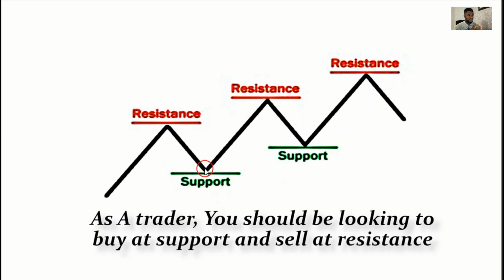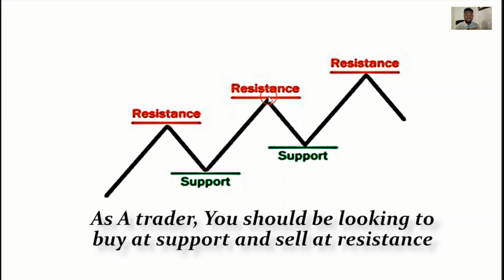I know this might get confusing, but as time goes on, you'll understand, because some things you don't understand immediately, but as you use them often, you get conversant and used to them. So you can see that resistance is the area where the market sold, and support is the area where the market buys. So as a trader, you should be looking to buy at support and sell at resistance. If you do it the other way around, you're eventually going to lose money.